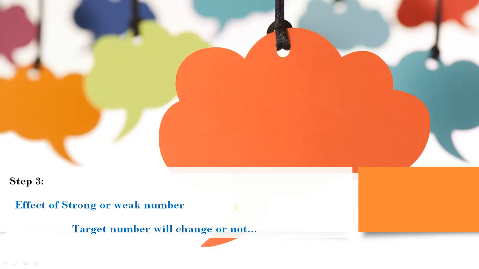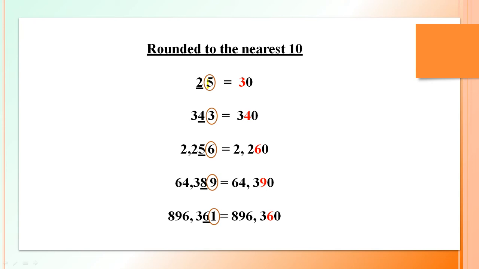I am applying just the rules. Rule number 3. After applying step 2, step 3 will be the effect of the strong or the weak number. If my number is strong, 5 is here, it will raise the score. 2 becomes 3. 3 is a weak number, so 4 will remain the same. 6 is my strong number, so 5 becomes 6. 9 is my strong number, so 8 becomes 9. 1 is my weak number, so 6 remains the same. So 5 or more raise the score, 4 or less let it rest.